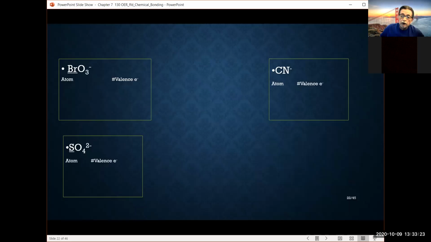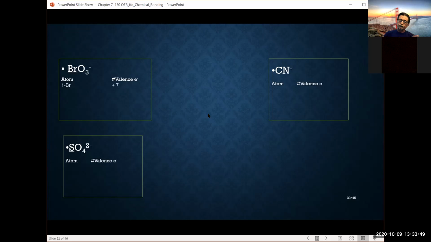Now, some other examples. Obviously we haven't talked about what these polyatomic ions are, but that's okay, we can still work it through. Notice that all 3 of them are negatively charged. They're the anions, so we have to add electrons depending on the charge. The first one is bromine with 3 oxygens bonded around it.